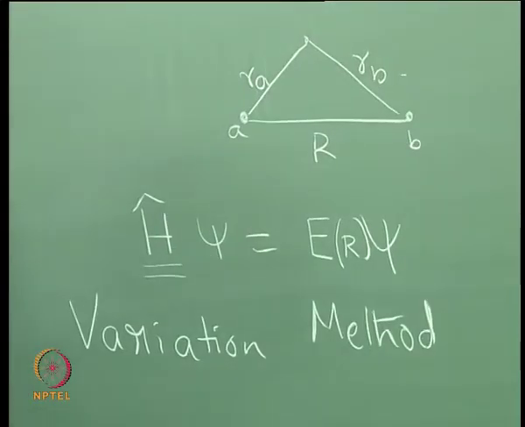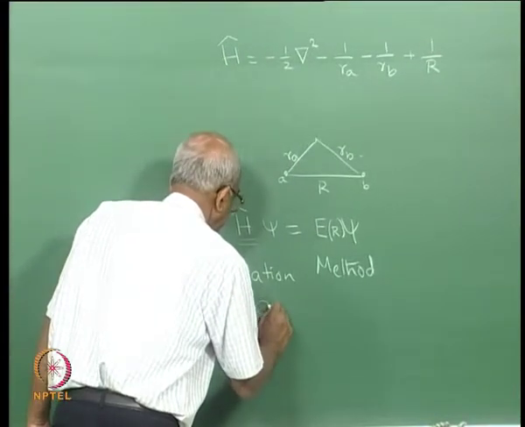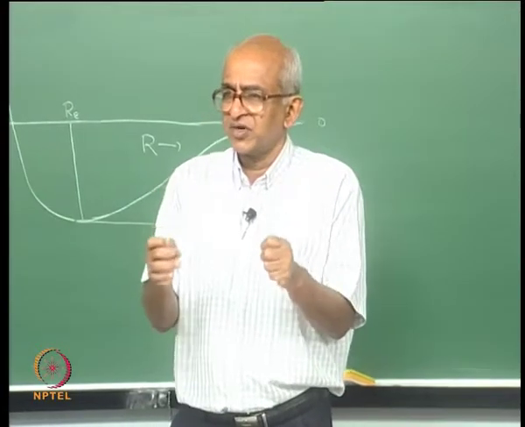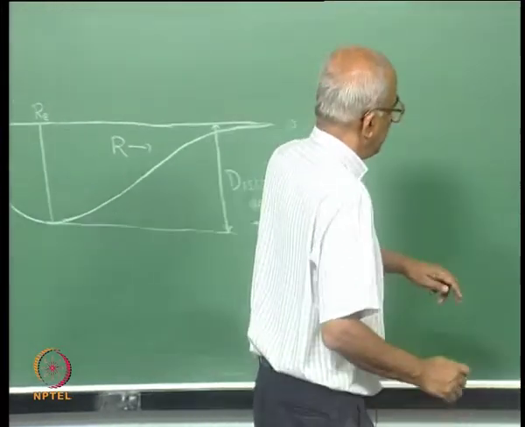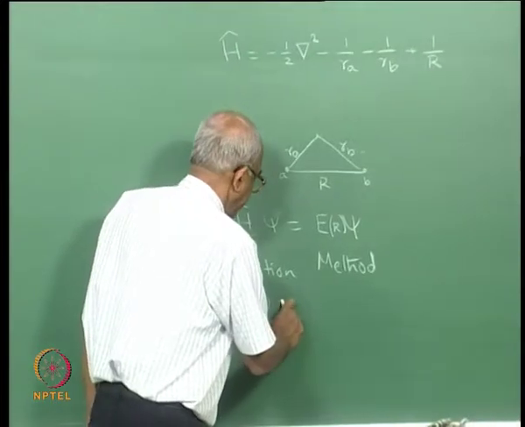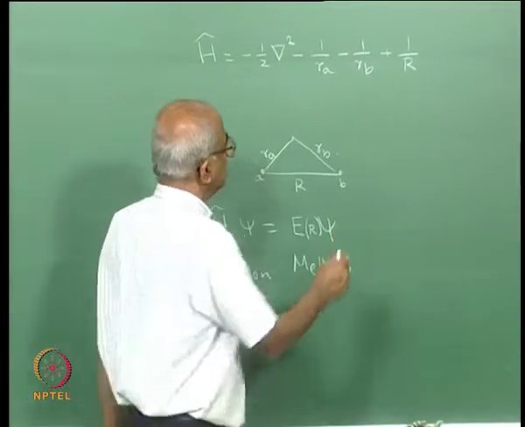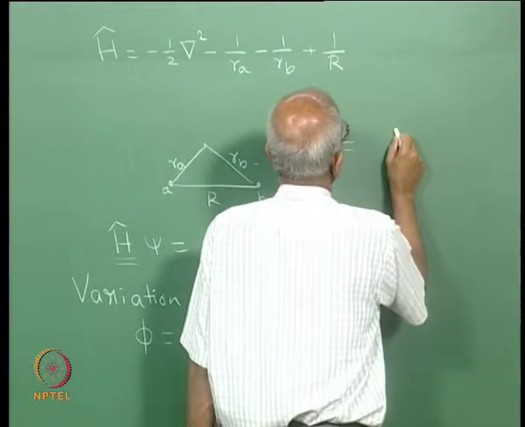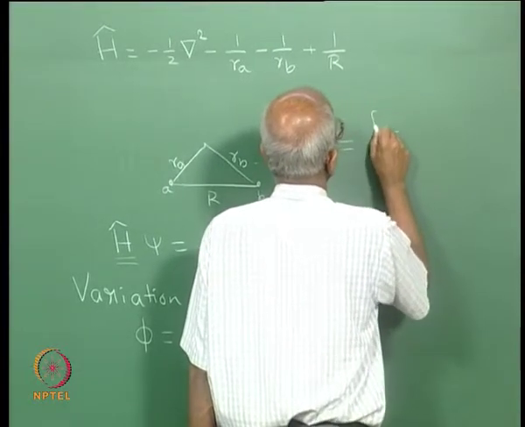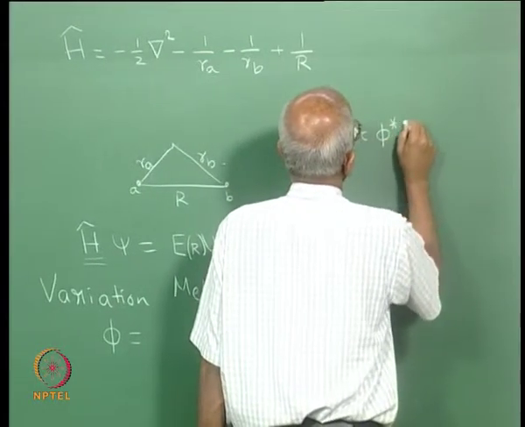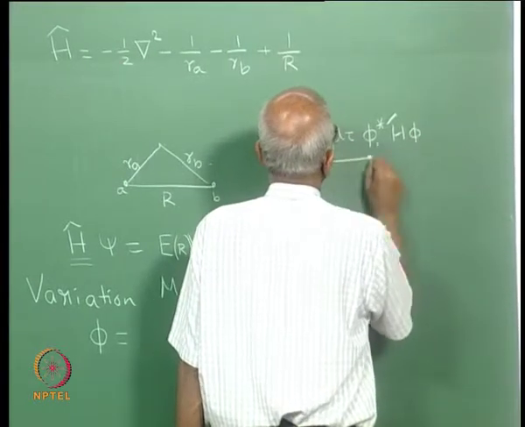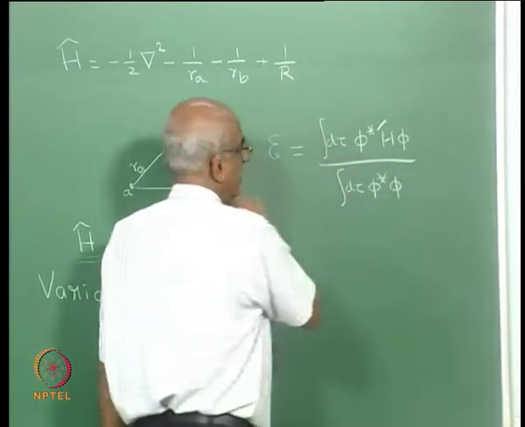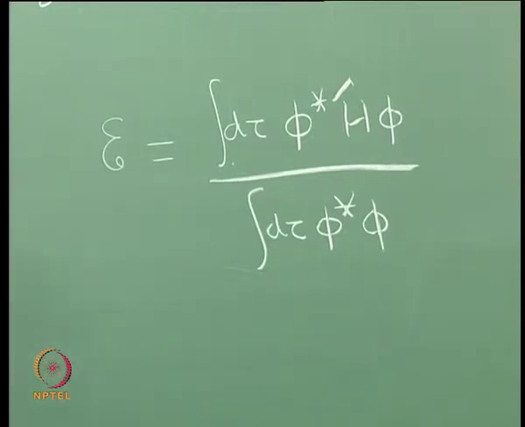So, how does one proceed? Well, the answer is here. I have to think of a suitable trial wave function phi. For some physical reason, I expect some trial function to be a decent trial function, and let me say this is phi. Once I have phi, what will I do? Well, I will evaluate something which I have been referring to as script E, which is defined to be integral d tau phi star H phi divided by integral d tau phi star phi. So, this is my variational estimate for the energy of the system.